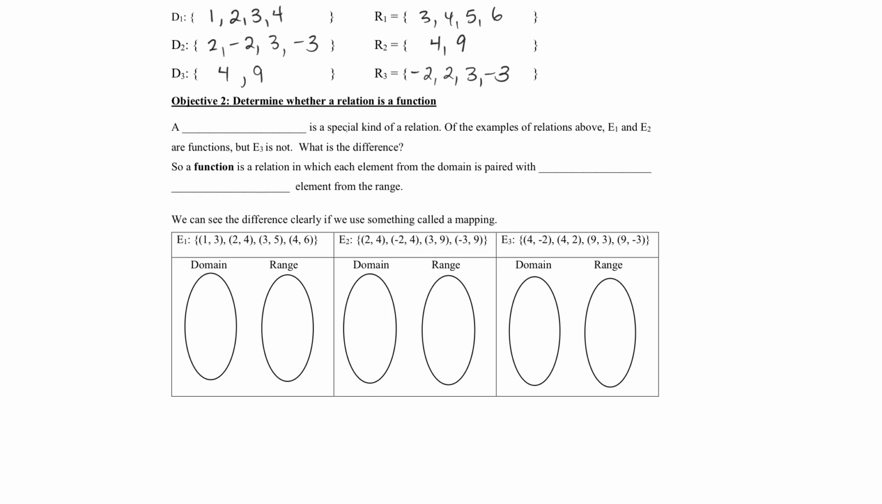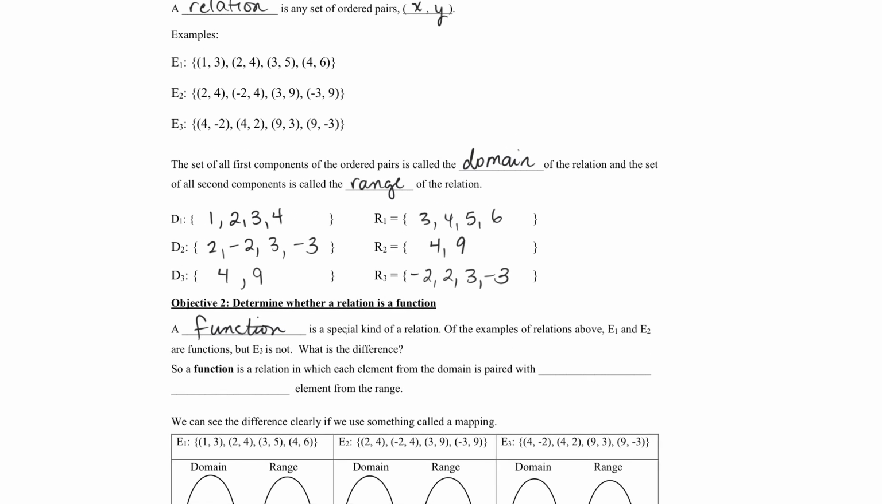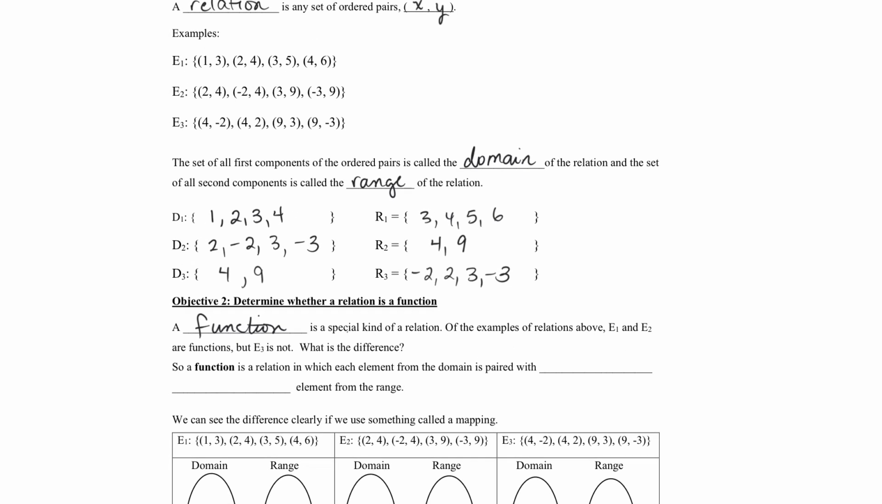Now, remember that the topic of section 2.1 is relations and functions, right? So what we now are going to think about is, what is the definition of a function? Well, a function is a special kind of a relation. And of the examples above, the relations example 1, the first example, and the second example are functions, but the third one is not. So let's scooch back up here and look at this. So example number 1 and example number 2 are both functions, but example number 3 is not.